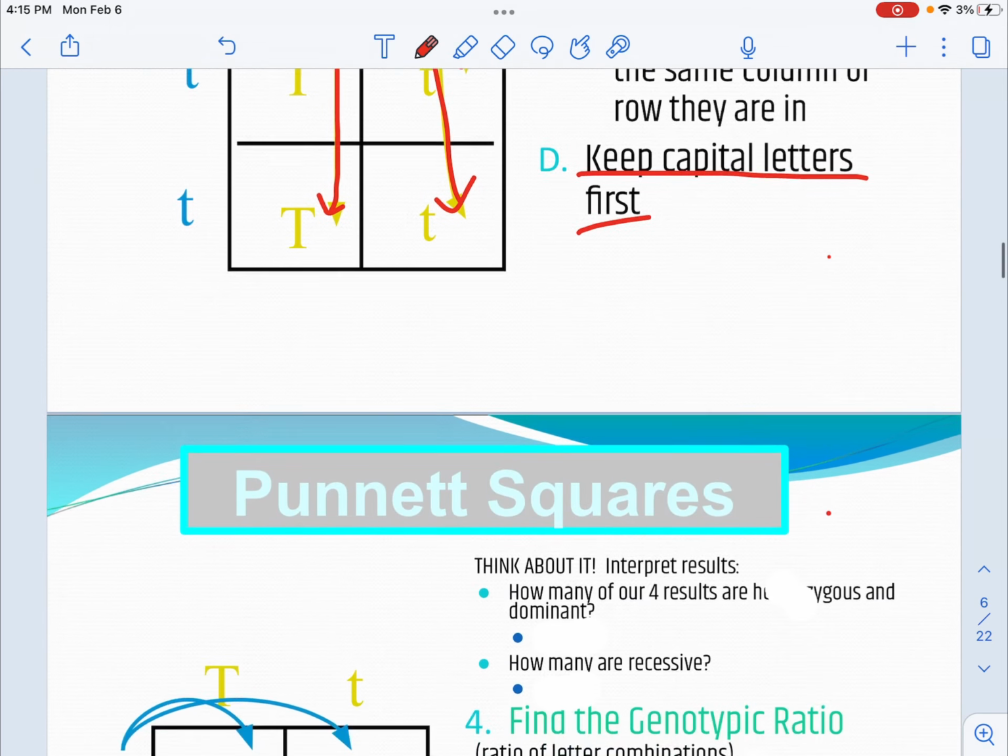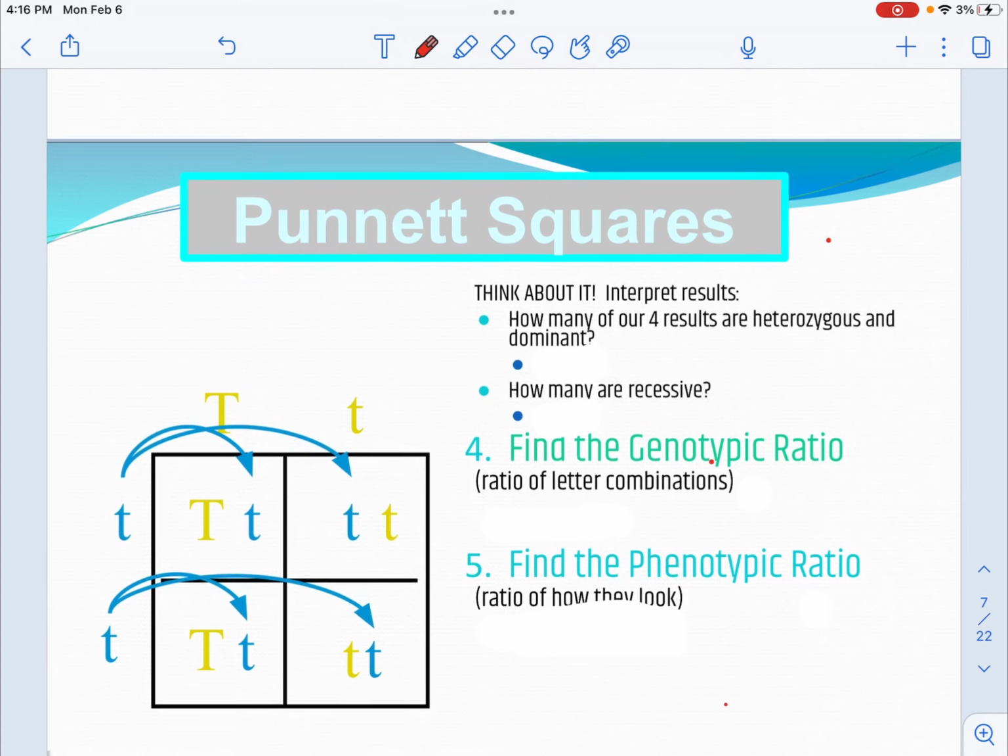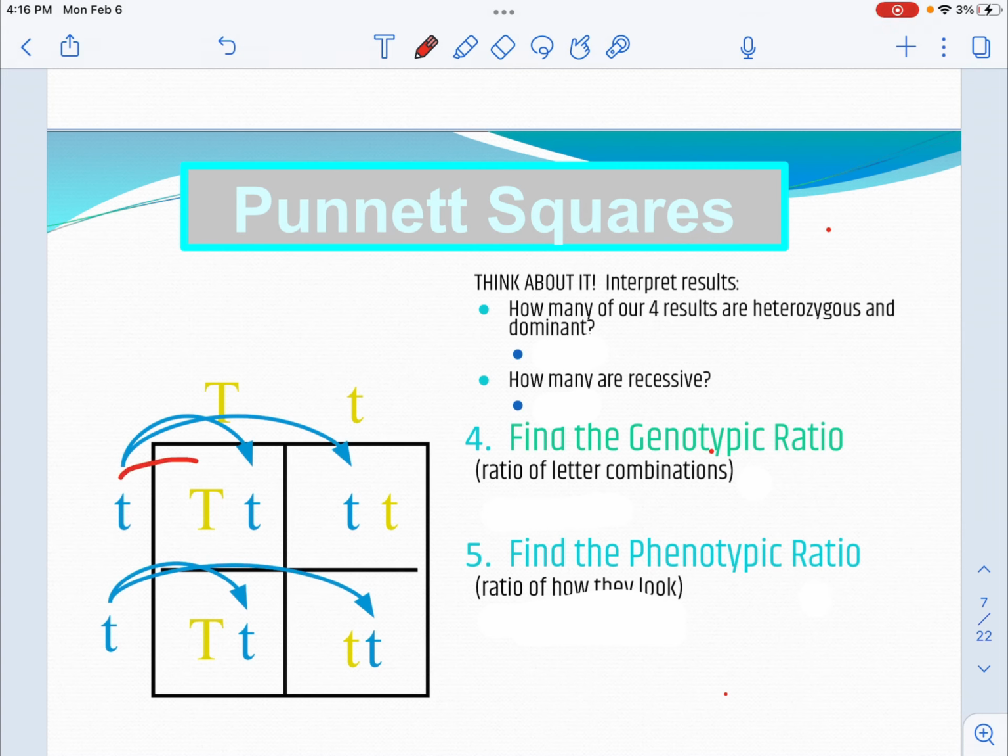After we bring the ones down from the top, we also want to bring the ones down from the side. So as we can see here, that T goes there as well as there, and that T goes there as well as there. And then we get our 4 possible offspring types.